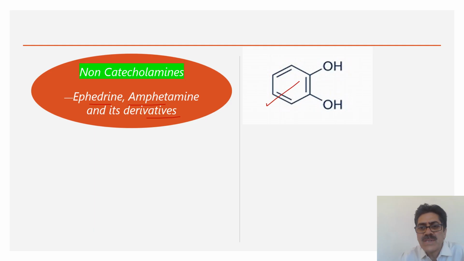This is basically the catechol nucleus. You have a benzene ring and two OH groups present at the 3,4 position, or ortho position. We may call it ortho-dihydroxybenzene. If this type of structure is present, then we call it a catecholamine. So catecholamines, adrenaline, noradrenaline, or dopamine, do bear this type of nucleus. Simple. And non-catecholamines, ephedrine, amphetamine and other agents, do not bear this type of nucleus, so we call them non-catecholamines.